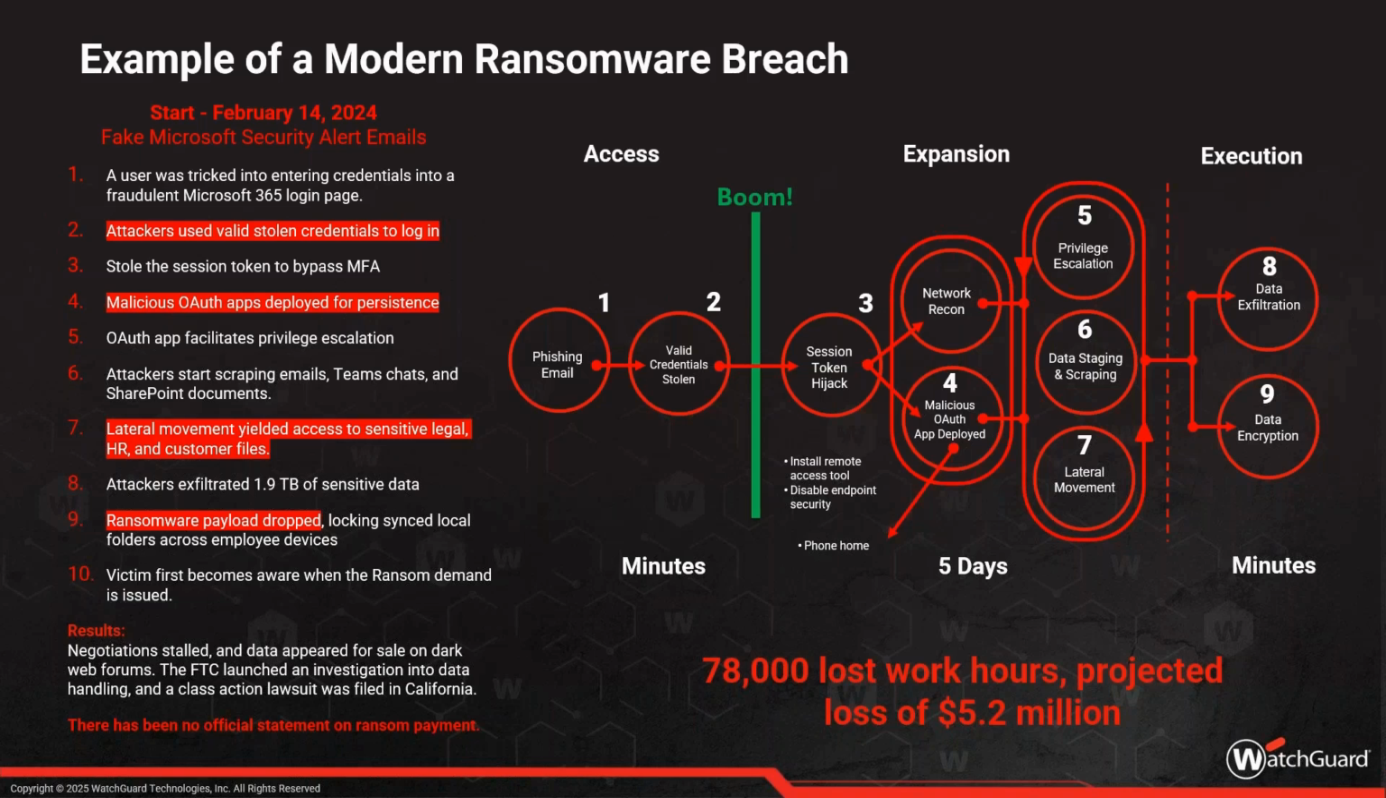And once they do that, they're able to start their privilege escalation. So they can appear to be administrators, move within the environment, start scraping emails, start getting into team chats, and getting to those really sensitive documents or files that the customer cares the most about. And the result here is that they were able to exfiltrate 1.9 terabytes of sensitive data before they even drop the ransomware payload, right?